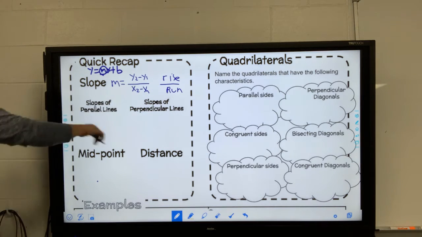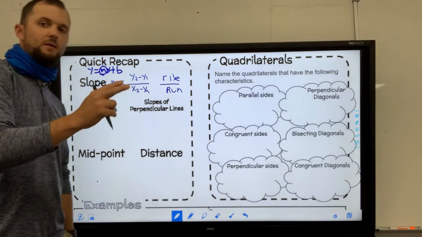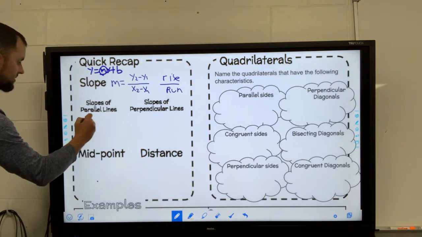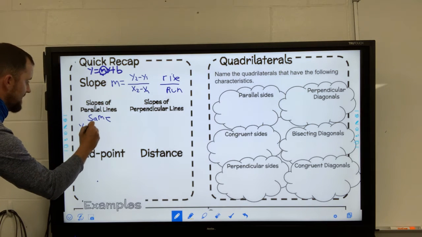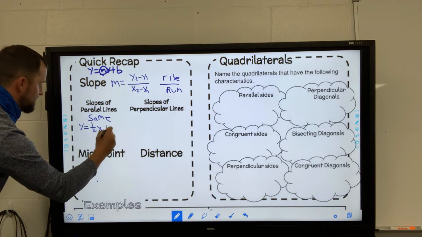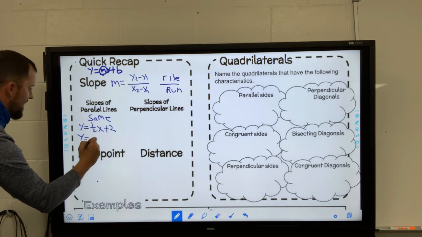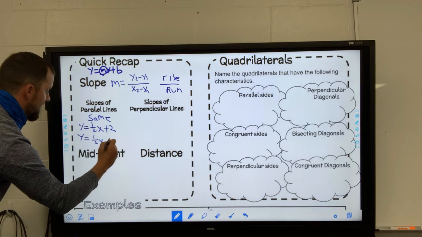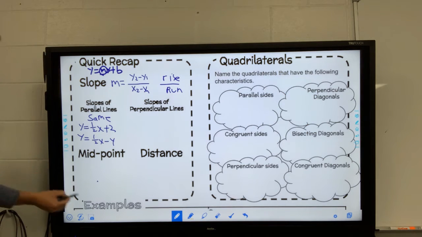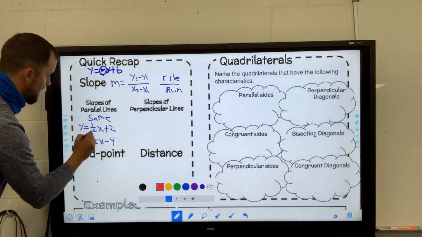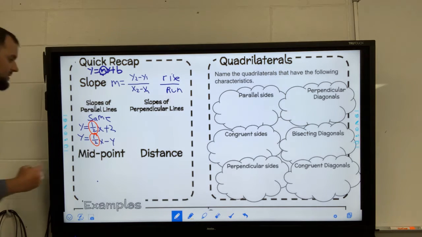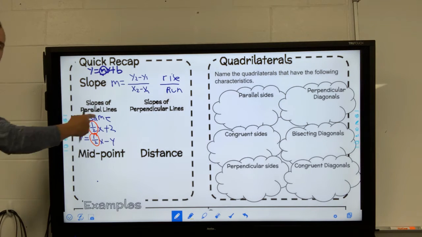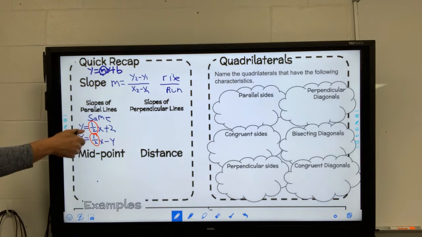Slope of parallel lines: if I have two parallel lines, I know their slopes are going to be the same. For example, if I have y equals 1/2 x plus 2, and y equals 1/2 x minus 4, I know these two lines are parallel because their slopes are the same exact number. If their slopes are the same, that means they are parallel, okay?